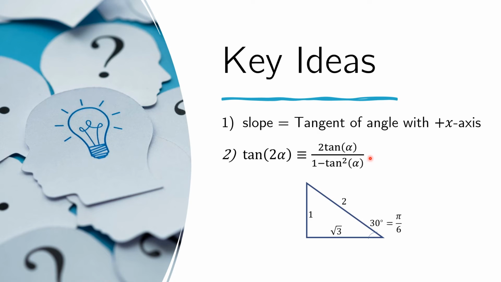And lastly, we will need the following triangle. This is a special triangle, a 30, 60, 90 triangle. We will have to recall that if this angle here is 30 degrees or pi over 6, then the ratio of the sides of the triangle is such that the opposite side is 1 and the adjacent side would be square root of 3. And of course, the long side here would just be 2.